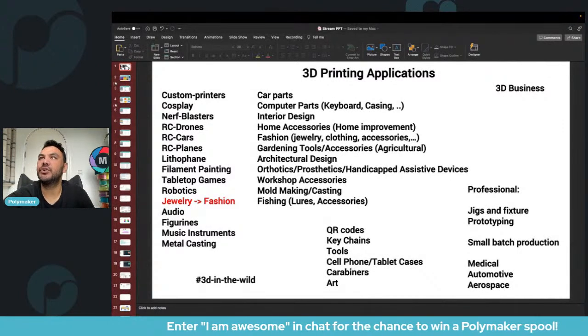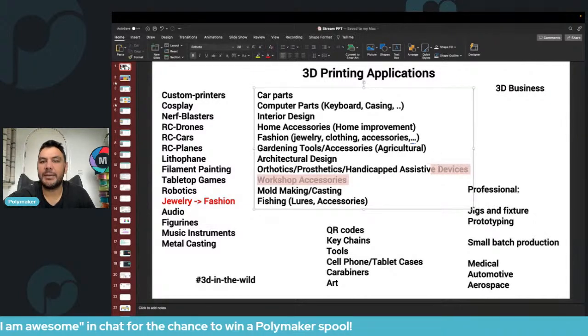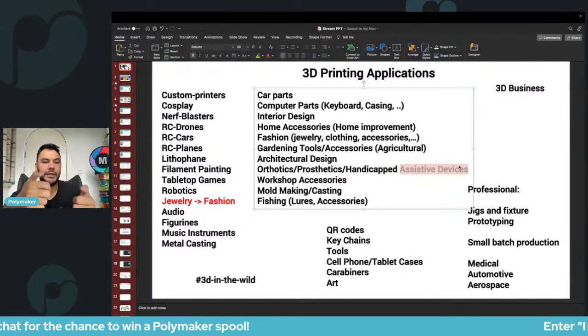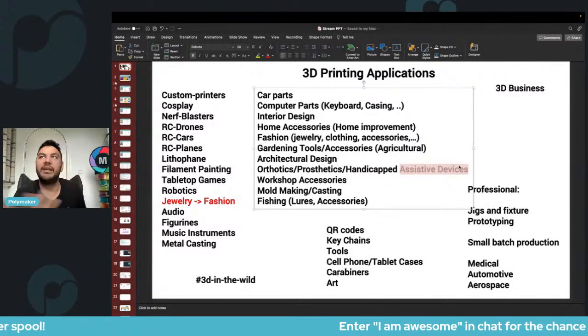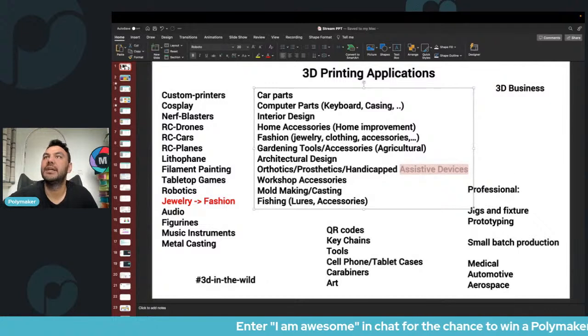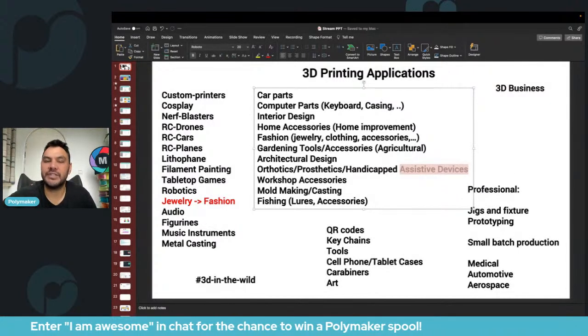Custom console controller for fighting games or handicap players. I think it's a handicap assistive device, for example, for playing games if you only have one hand. Some people need a one-handed control mode. Yeah, I would put it there as well. So I think this is a good idea.